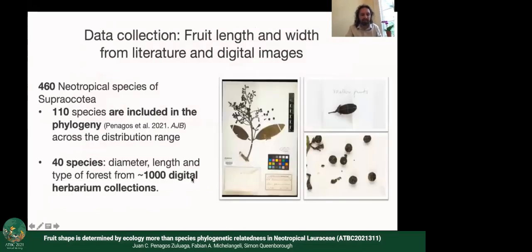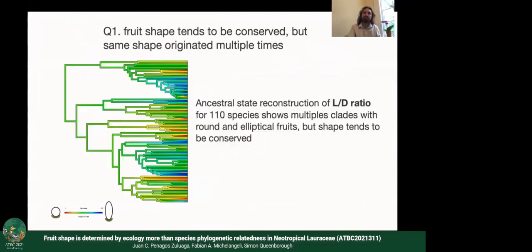For that, and during this pandemic, we decided to use herbarium collections and information from the literature. Thus, we gathered information for 460 species, 110 including a previous phylogeny, and 40 with detailed information about fruit length, diameter, and geographical location. An ancestral reconstruction for the length-diameter ratio as a proxy for shape suggested that shape tends to be phylogenetically conserved, but similar shapes originated independently in the phylogeny.